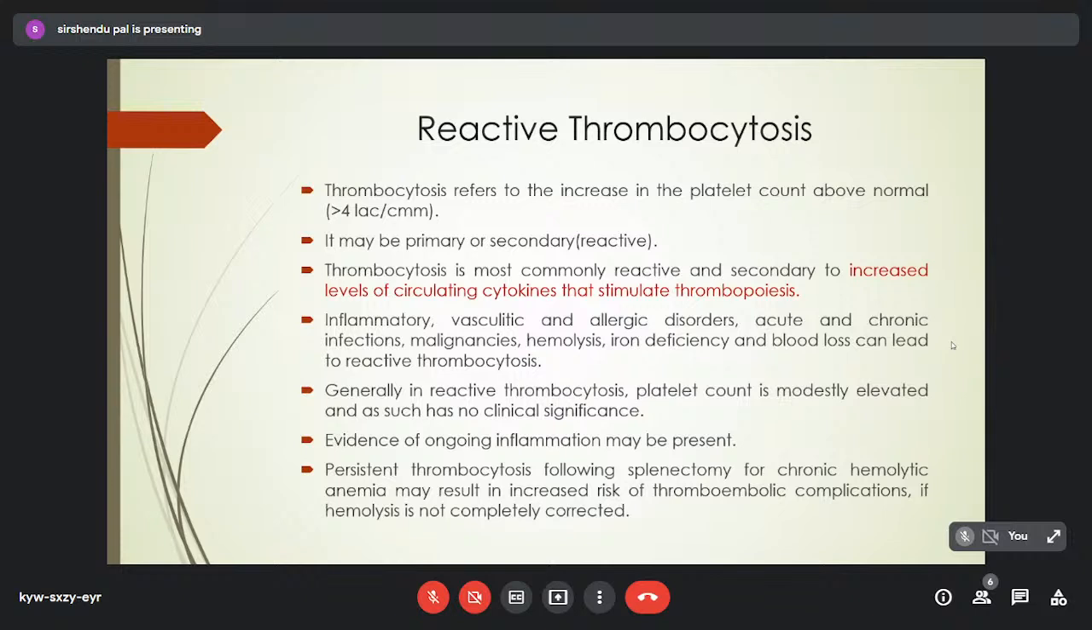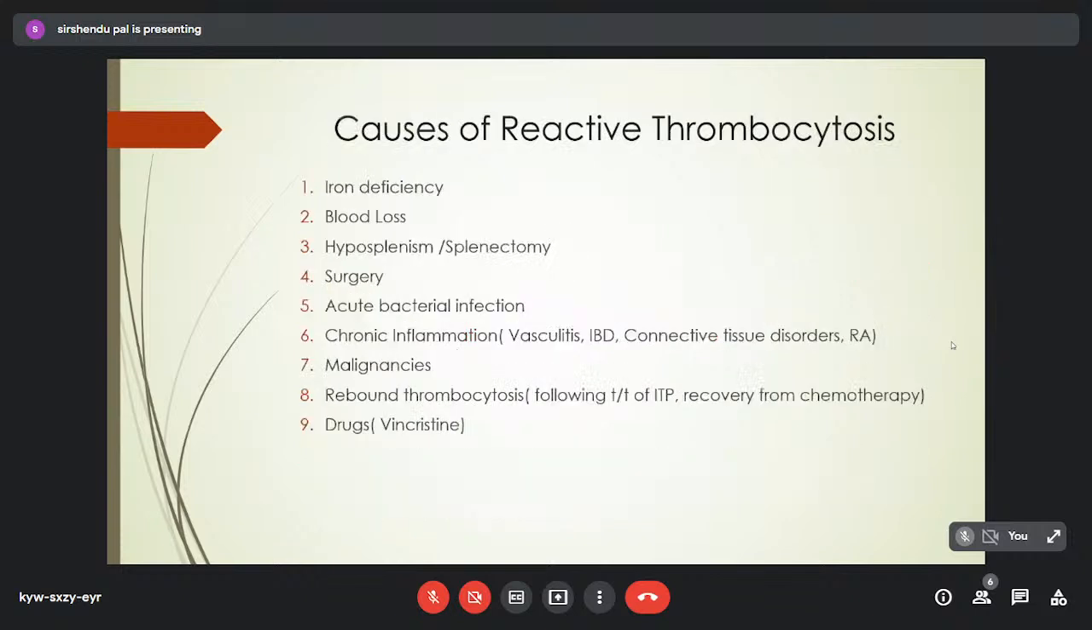Generally, in reactive thrombocytosis, platelet count is modestly elevated, and as such, there is no significant clinical manifestation. Evidence of ongoing inflammation may be present, which can be seen by raised CRP, raised ESR, etc. Persistent thrombocytosis following splenectomy for chronic hemolytic anemia may result in increased risk of thromboembolic complications if hemolysis is not completely corrected. These are the causes of reactive thrombocytosis, as I already discussed.